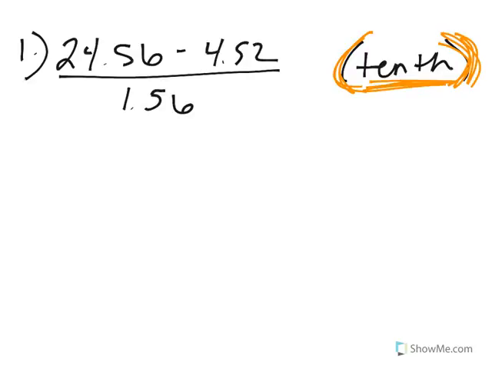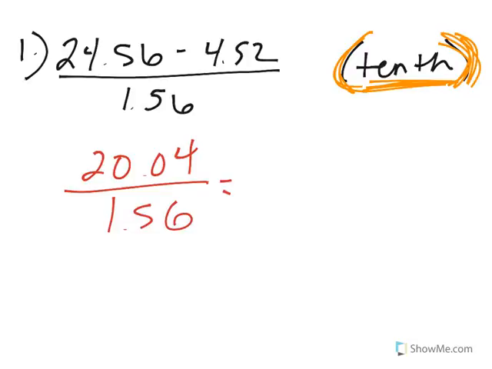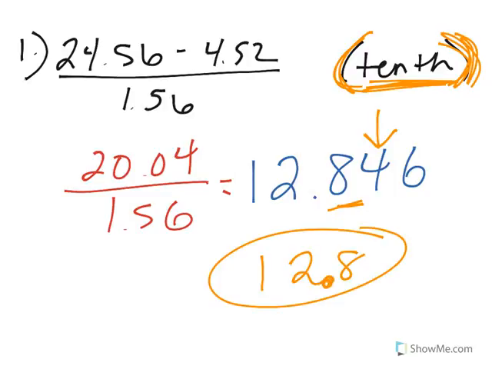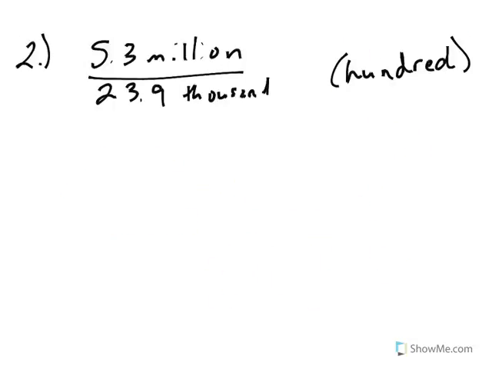So here in number 1, we are going to subtract in the numerator first. So when I subtract, I get 20.04, then I divide by 1.56, and that leaves me with 12.846. Well, I want to round to the nearest tenth. So, the hundredths digit 4 rounds down, so my answer is 12.8. Moving on to number 2.